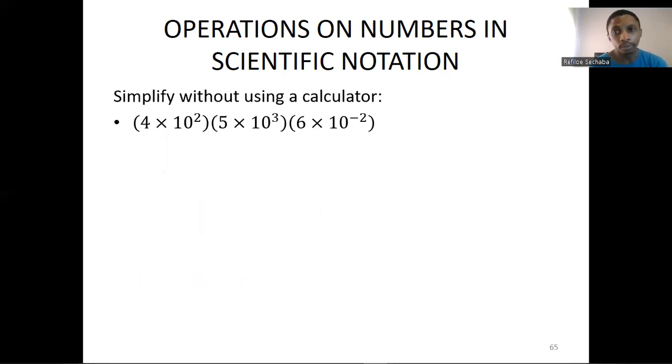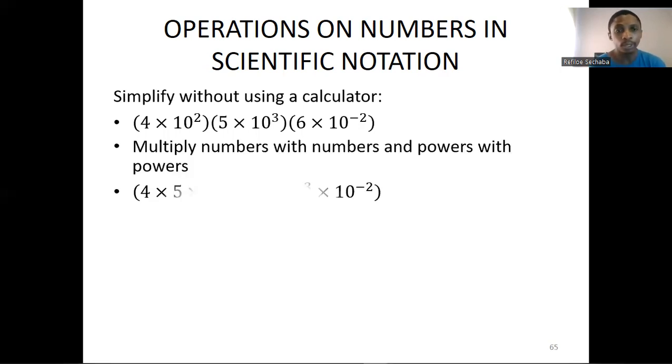How do we do this one? Nothing changes. It's numbers with numbers, powers with powers. So I'll put numbers in one bracket and powers in the other bracket. 4 times 5 times 6, how much is that?